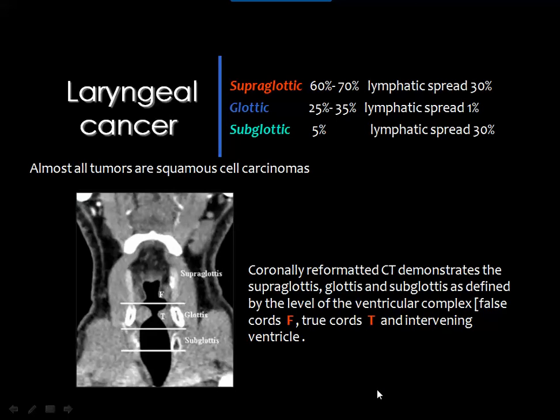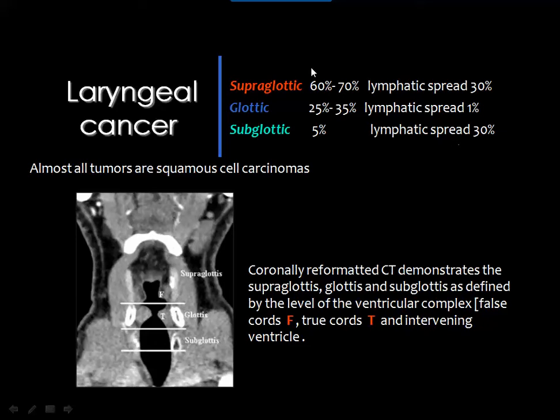extralaryngeal component. Then we come to the issue, which is the most important issue here, the laryngeal carcinoma. You know that the larynx is divided into three major parts relative to the true vocal cord. The region of the true vocal cord is known as the glottic area. What is above it is known as the supraglottic area. The lower region is known as the subglottic area.